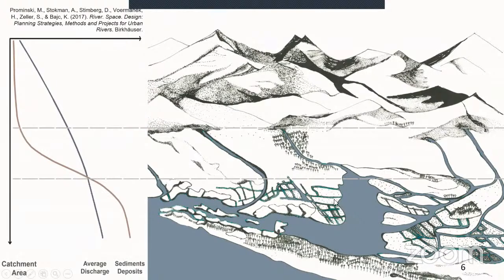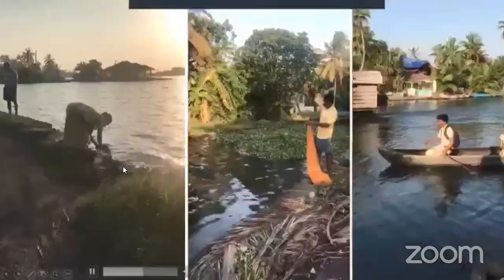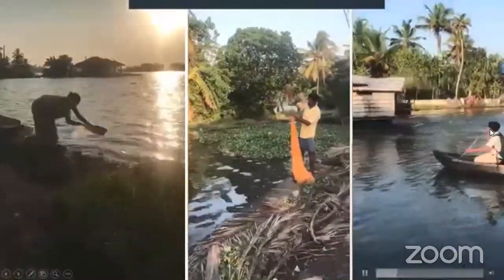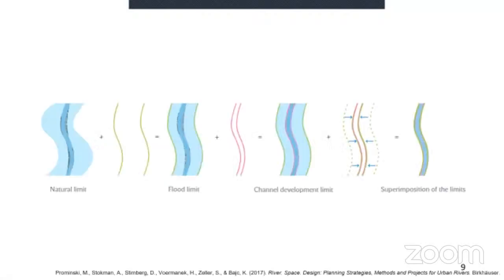And it's not just extended to the physical context. If you look at their daily lives, like washing utensils, their daily activities, their livelihoods, or commuting from school and work, everything is between land and water. So in short, life in deltas is amphibious. But conventionally, these kinds of amphibious spaces have been managed by imposing lines. So you can see in this illustration, as given in the river space design, how they have imposed flood limits on the natural limit.